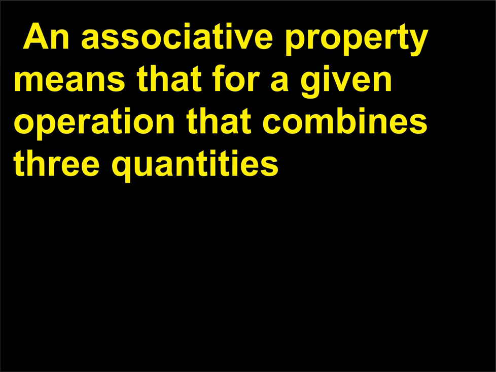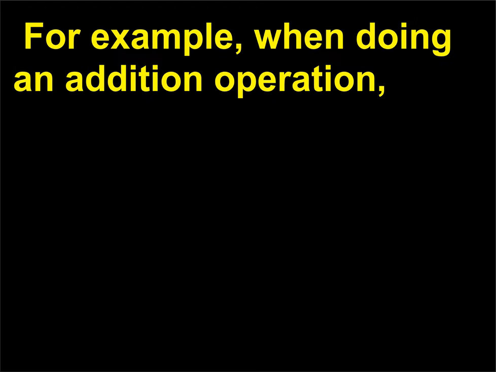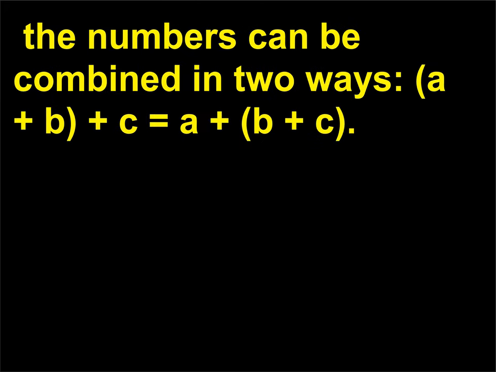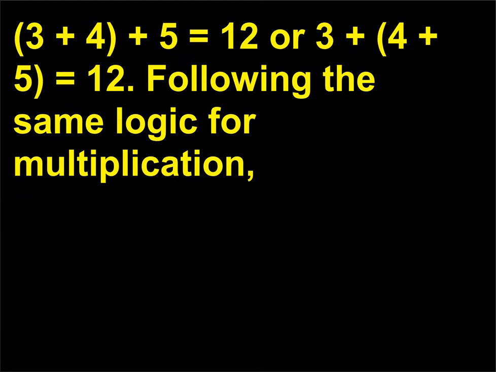An associative property means that for a given operation that combines three quantities, two at a time, the initial pairing of the quantities is arbitrary. For example, when doing an addition operation, the numbers can be combined in two ways: (a + b) + c equals a + (b + c). Thus, when adding the numbers 3, 4, and 5, they may be combined as (3 + 4) + 5 equals 12, or 3 + (4 + 5) equals 12.